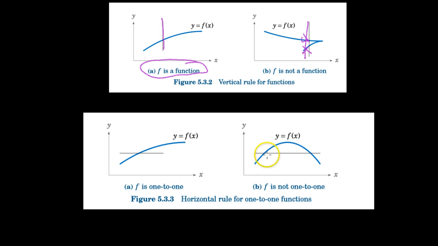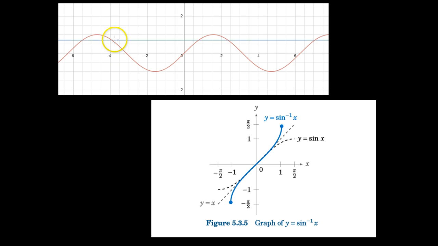So now a function has to pass what's known as the horizontal line rule, and a function must be one-to-one if it's going to have an inverse that's defined. And I'll show you why that makes sense in one second. So this function right here, as you may recognize, I hope you recognize it, is sine of x. Okay, so with sine of x, you can see that it's not one-to-one over all of the real numbers, right?